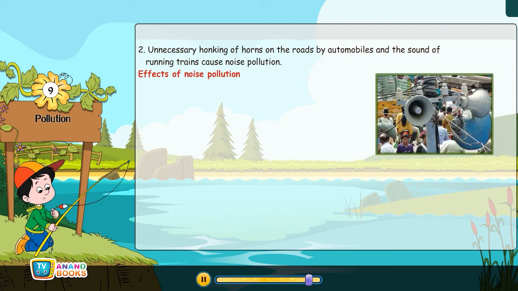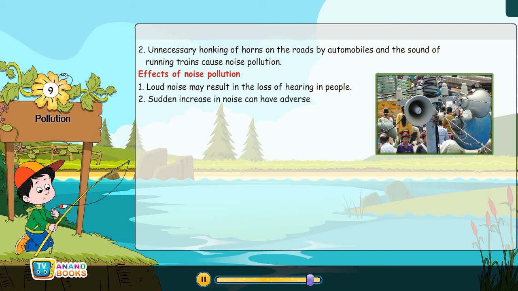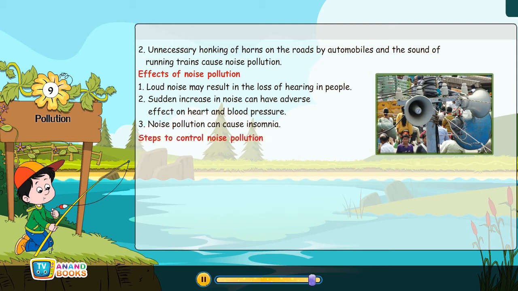Effects of noise pollution. Loud noise may result in the loss of hearing in people. Sudden increase in noise can have adverse effect on heart and blood pressure. Noise pollution can cause insomnia. Steps to control noise pollution.